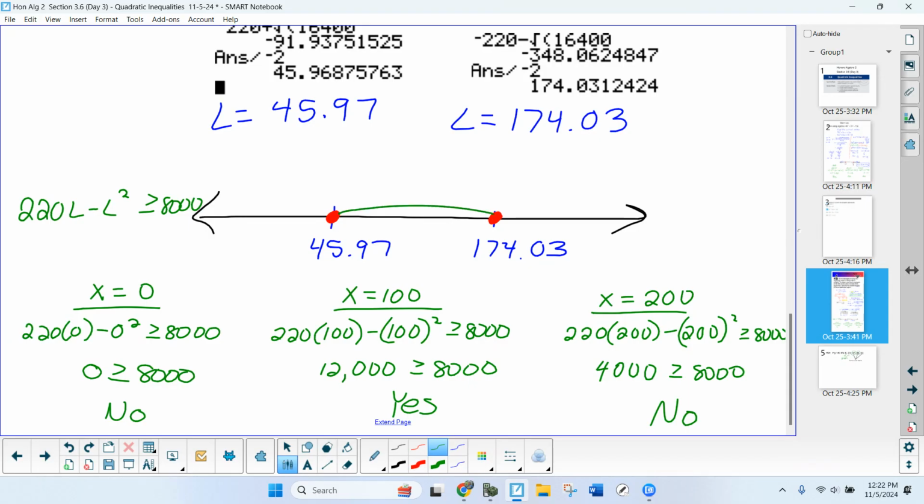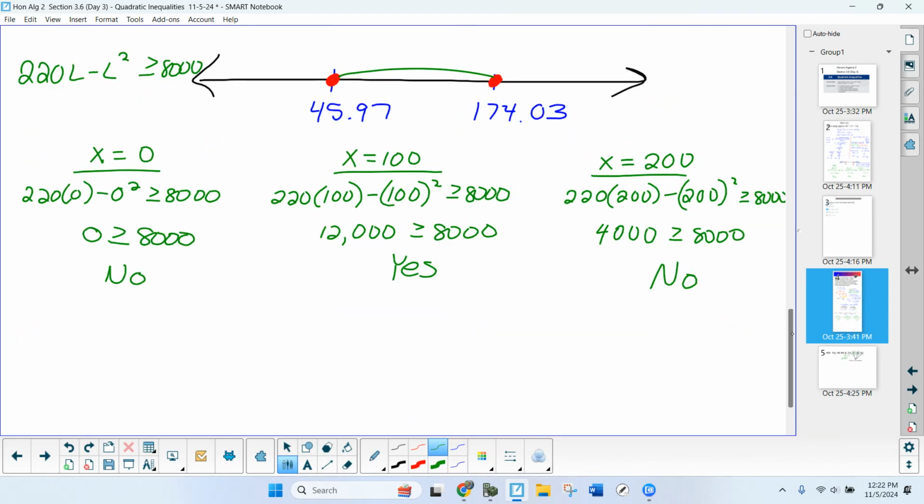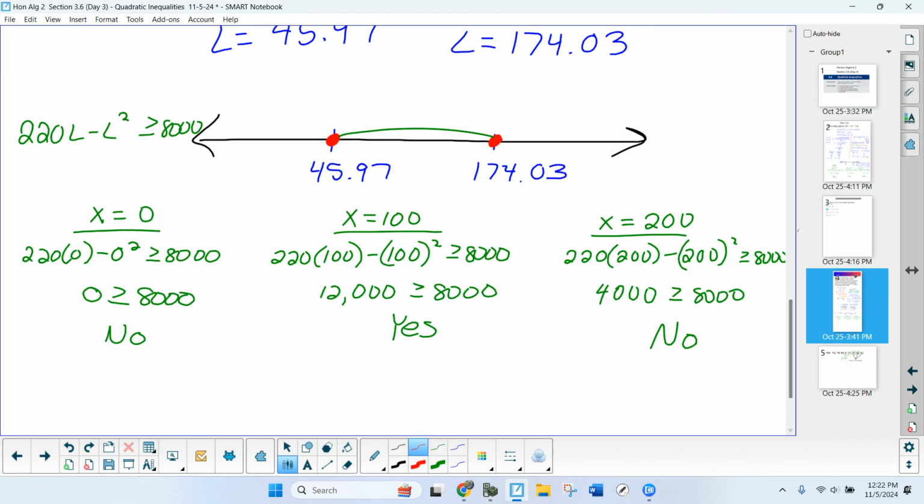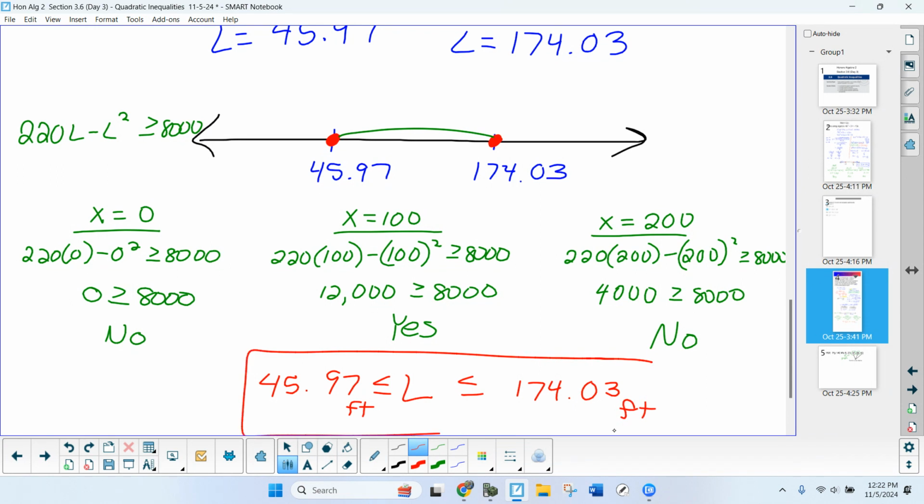What can you tell me about the lengths? The length must be between 45.97 and 174.03, and the units were feet.